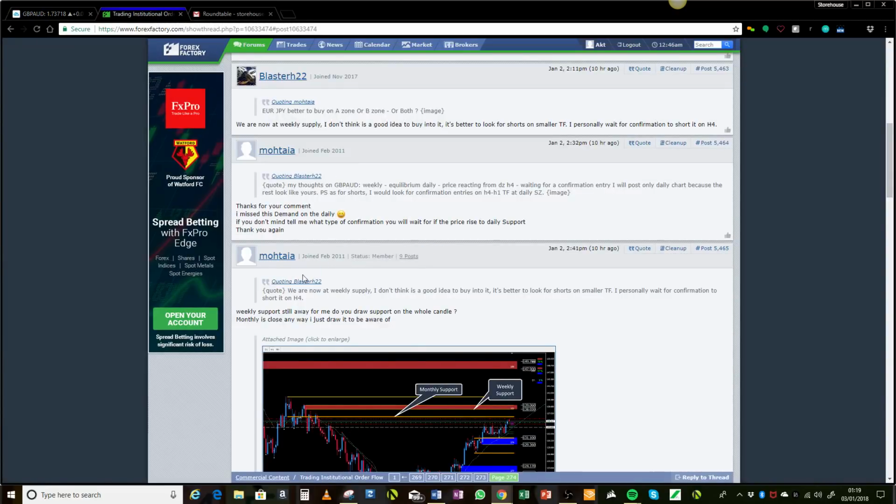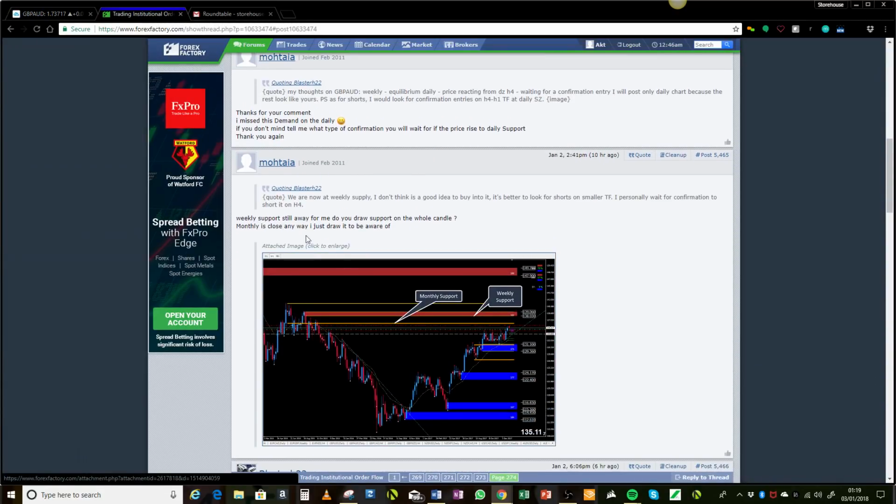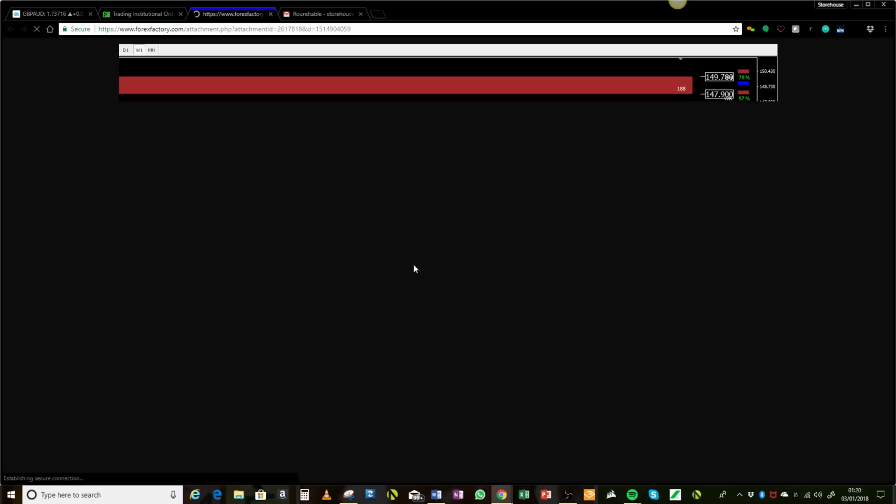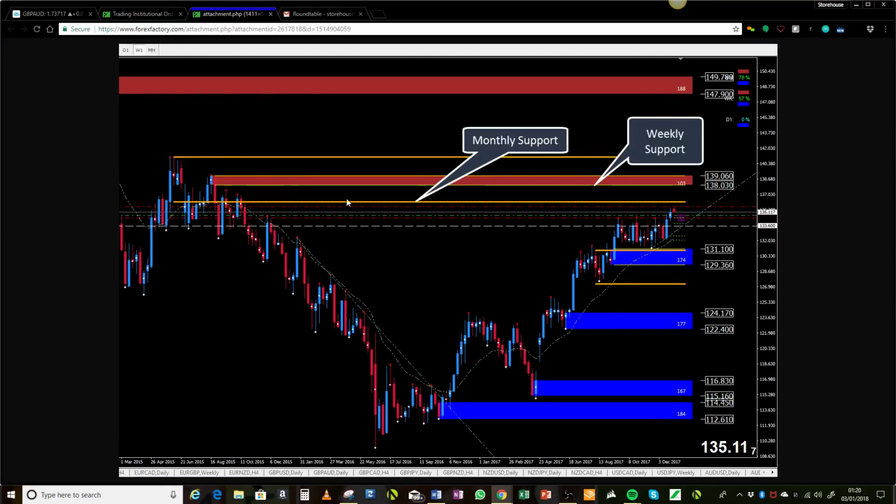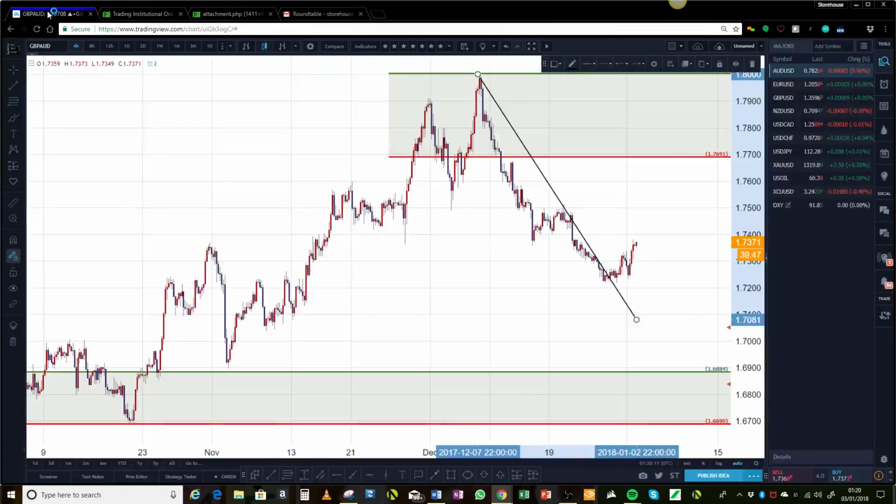I hope that helps, Motai. Let me just take a look at your question. Weekly support still a way for me. How do you draw support on the whole candle? Let's take a look at your chart and see if this is the weekly, is it? This isn't the pound Aussie, is it? Let me just take a look at that weekly again.